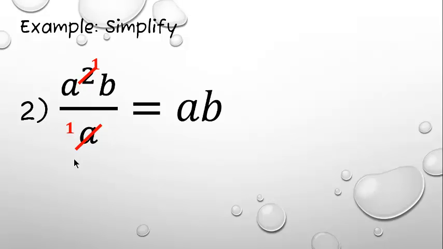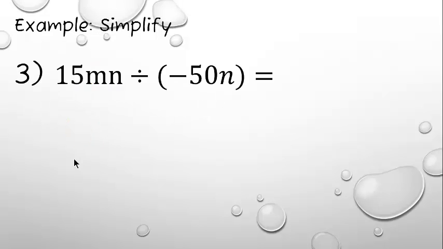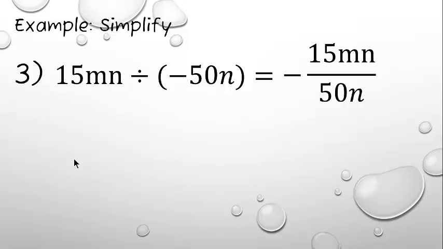Okay, looking at another example. I have 15mn divided by negative 50n. Firstly, writing it as a fraction does make it a little bit easier. Some people don't need to do that, but until you feel comfortable with it, it might be an idea to start doing that. The other thing is the brackets around the negative 50n. Remember, those brackets are only separating the division sign from the negative sign. So it's still just 15mn divided by negative 50n. It doesn't make it any harder.